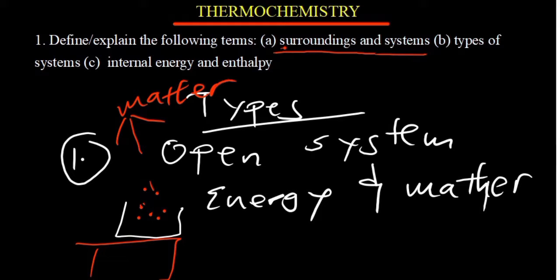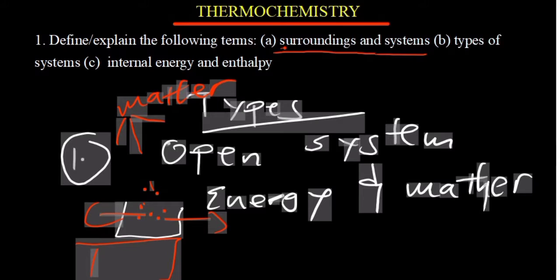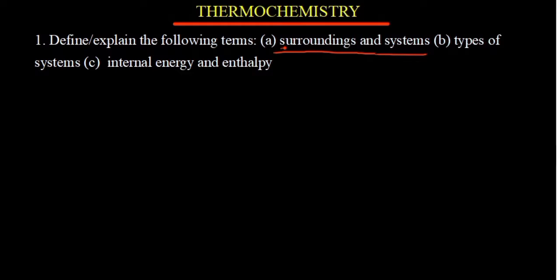Then you're going to find also that heat is going to be lost to the surroundings. The pot is going to be hot because the container is part of the surroundings. That kind of system is what we call an open system. We've got two more types of systems other than the open system.